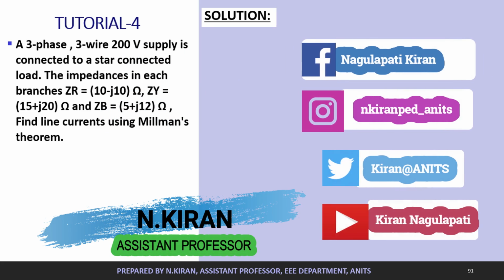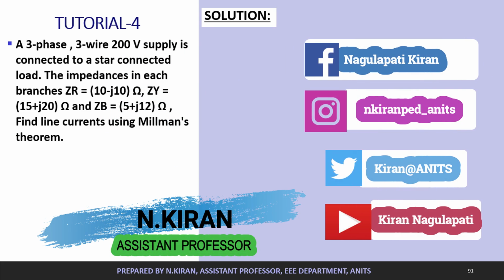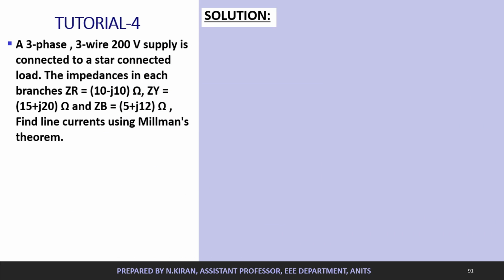We'll see some tutorials based on the neutral shift voltage using Millman's theorem. Here a three-phase 3-wire 200 volts supply is connected to a star connected load. The impedances in each branch ZR, ZY, ZB are given. Line currents are to be calculated using Millman's theorem.